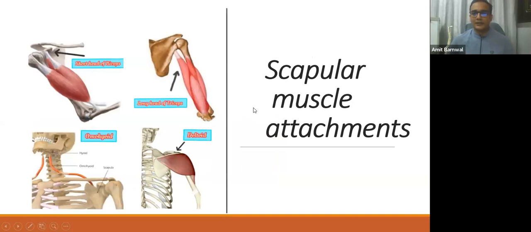Next, these are the other four important muscles. One is the short head of the biceps, which we know is attached to the coracoid process. The long head of the triceps also has an attachment to the superolateral border of the scapula. Omohyoid also has an attachment; this muscle runs from the hyoid bone to the superior border of the scapula. And the posterior and middle fibers of the deltoid are attached to the spine of the scapula and the acromion process.